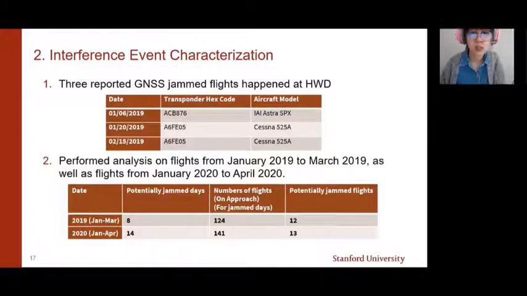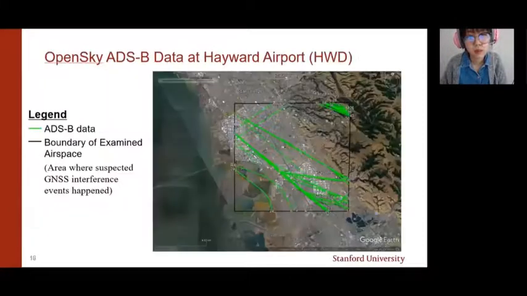And as you can see, among those 6 months, we only have 8 plus 14 days that contain potentially jammed flights, including those 3 reported jam flights. So therefore, we could say that the interference events that happened at Hayward Airport are pretty intermittent. And let's see what we commonly saw at Hayward.